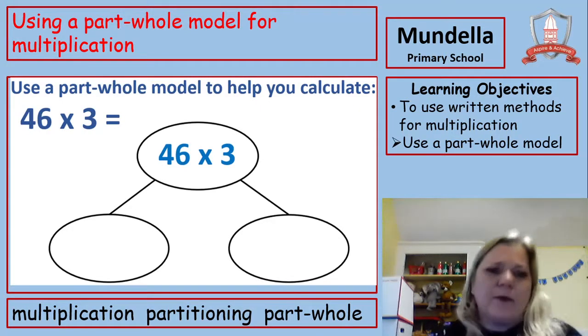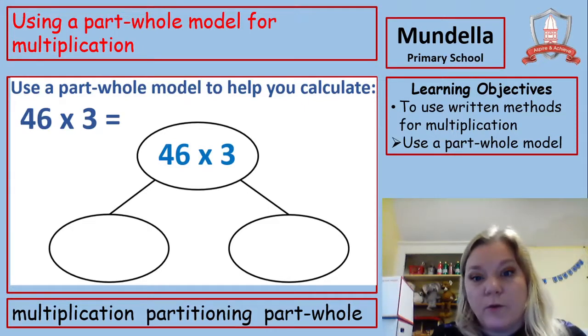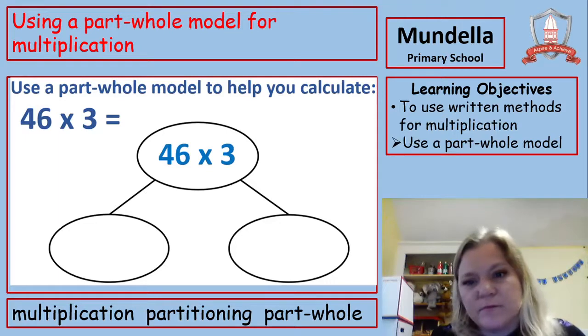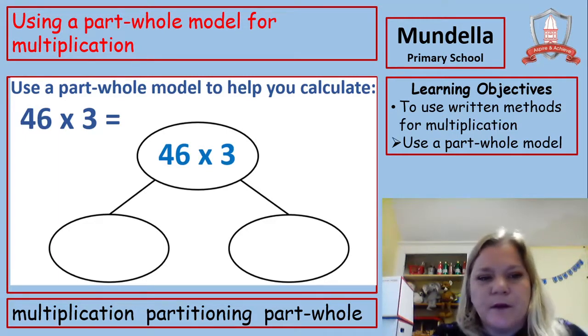So the final way that we're going to look at today is using a part-whole model. Now, part-whole model is where we partition the numbers into tens and ones, or hundreds if you're multiplying by hundreds. So what I'd like you to do is have a think about how you can partition these numbers into the part-whole model and then multiply the tens by 3 and the ones by 3. Pause the video and have a go at that now.